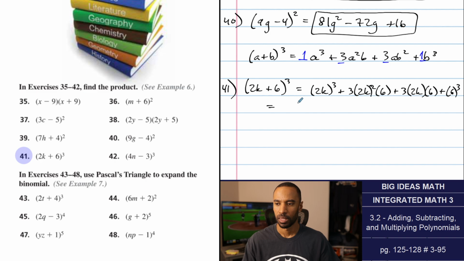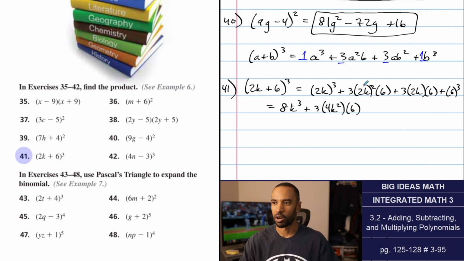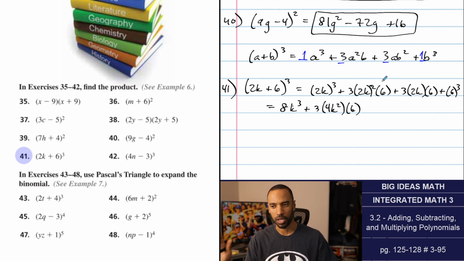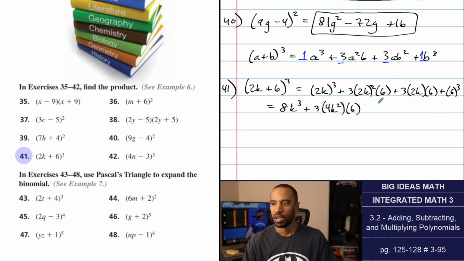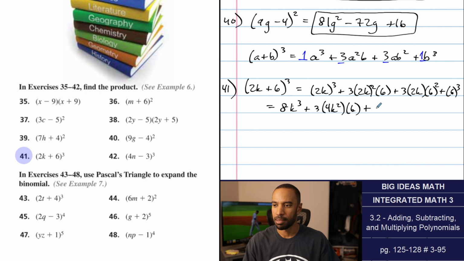Okay? 2k quantity cubed is 8k cubed. I'll show the intermediate step right here. Sometimes I won't, but 2k quantity squared is 4k squared, and got to multiply that by 6 still. You can do parts at a time. If you want to do 3 times 6 early on, you can. It's up to you. Oh, this 6 is squared, sorry. Plus 3 times 2k, like I could turn this into 6k right now if I wanted to. And 6 squared is 36, plus 6 cubed is 216.